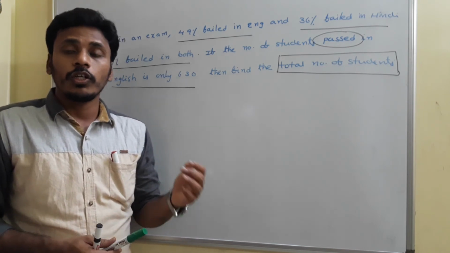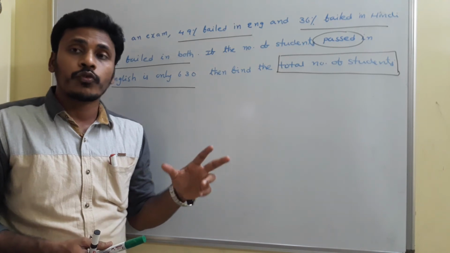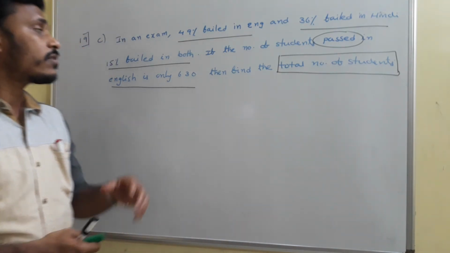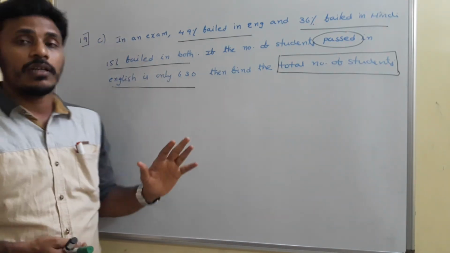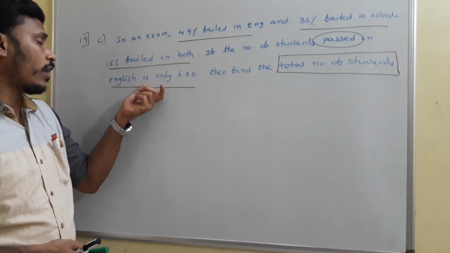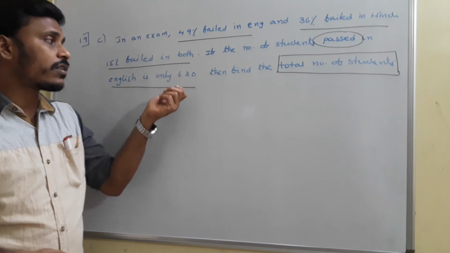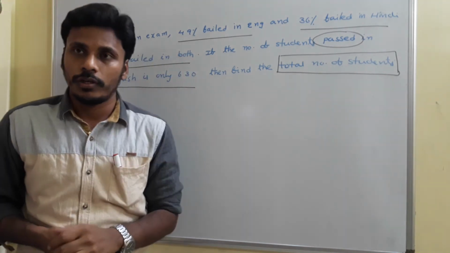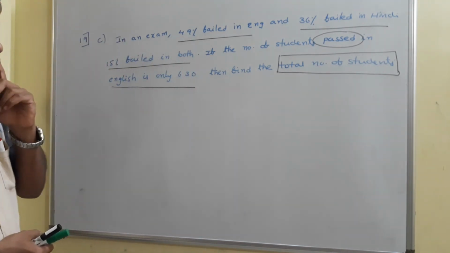But here, we can't consider the total number of students as 100. Since the problem is again in terms of percentages, but one value is given here, like 630. From that 630, you need to calculate the total number of students. Right. First think about that.